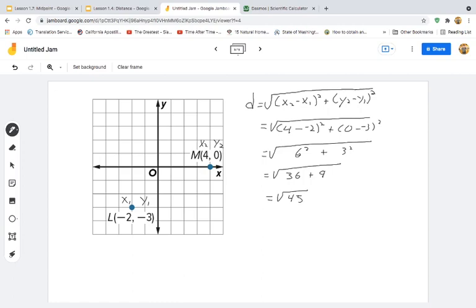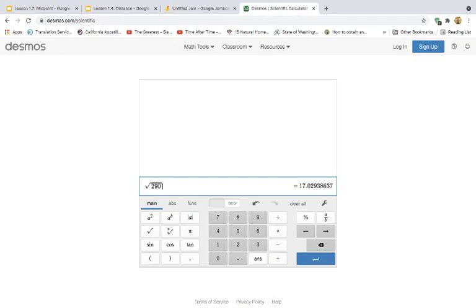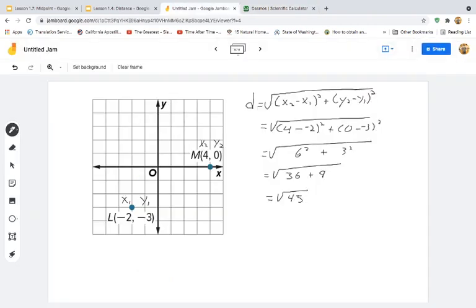All right. And so when we go to the calculator to get the more exact value, the square root of 45 is going to be 6.71. So we'll go with 6.71 here when we round it. So that's going to equal 6.71. Okay. And that is going to be the distance between L and M.